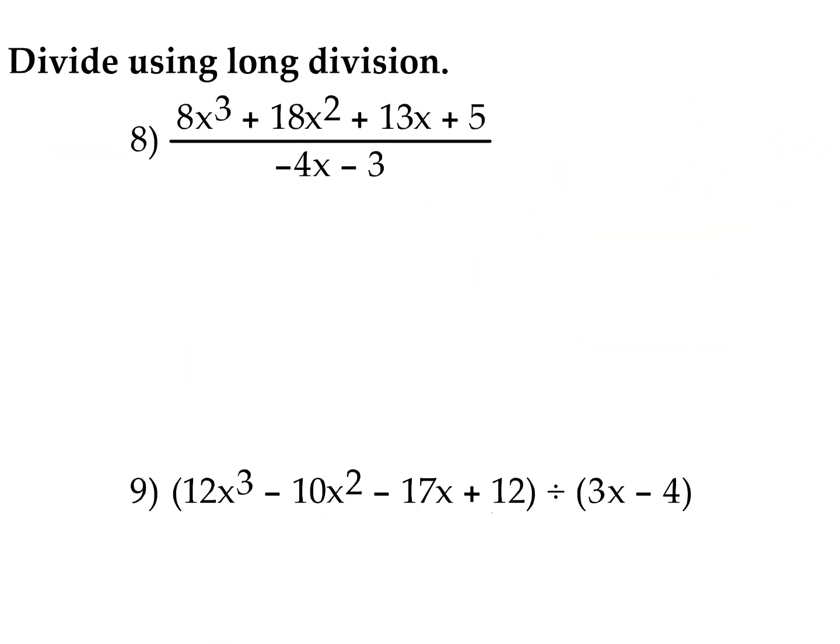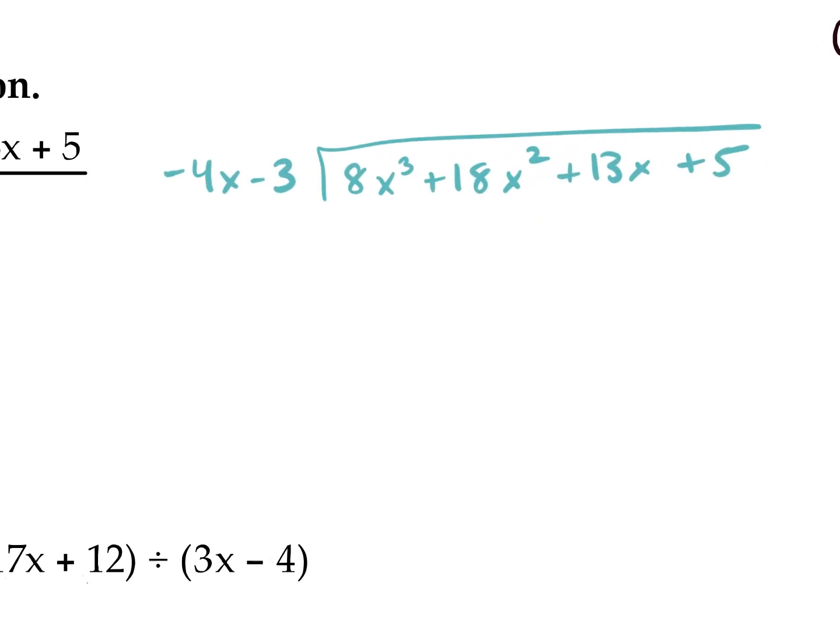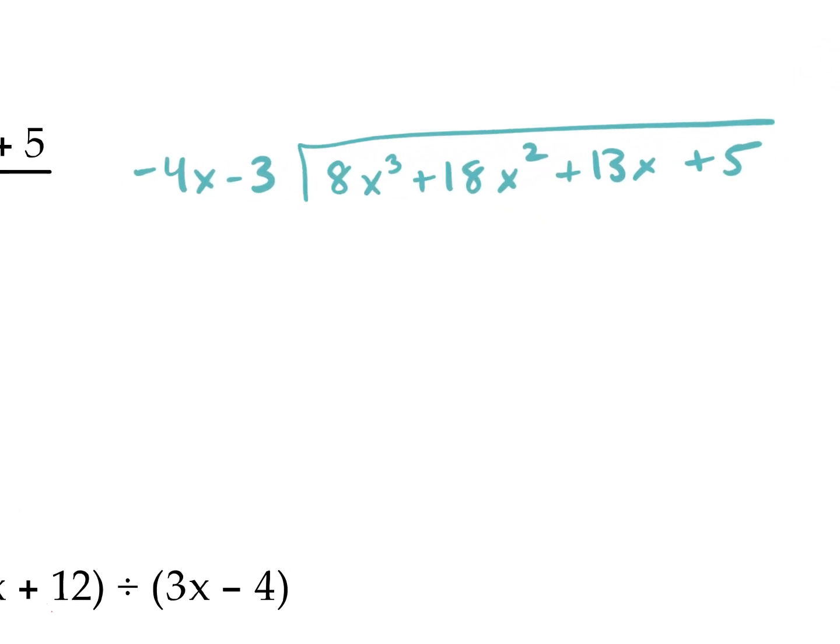We'll practice a long division one. Let's look at 8. So for our long division, outside the box, we have negative 4x minus 3. Inside, we've got 8x to the third power plus 18x squared plus 13x plus 5. For long division, the first step we always want to do is divide. We're going to divide the first term by the first term. So what is 8x to the third power divided by negative 4x? Negative 2x squared. So I'm going to put that on top of my x squared term, negative 2x squared.